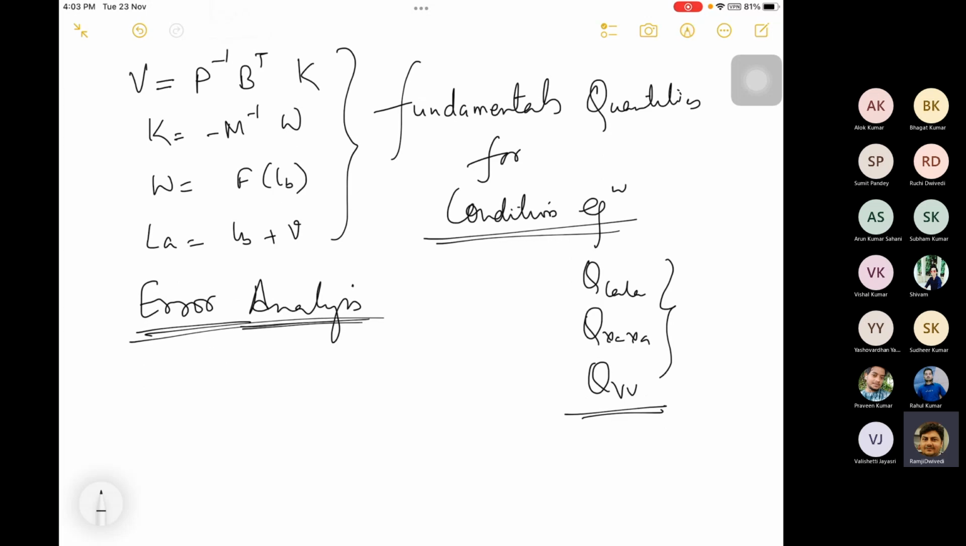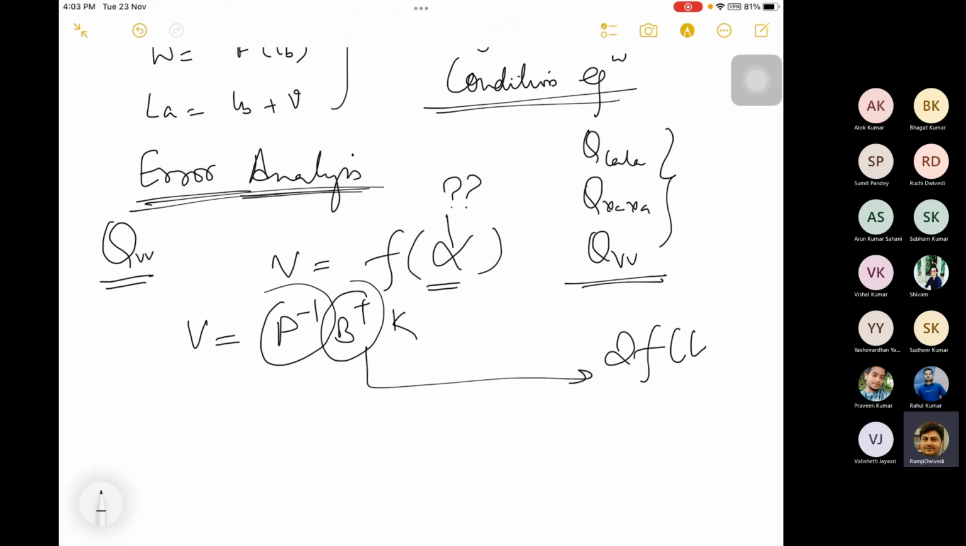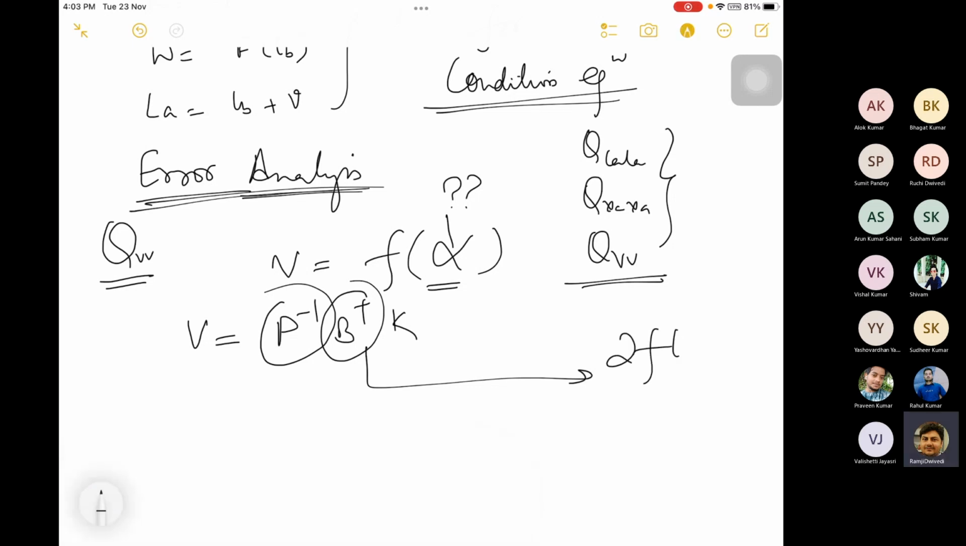In the error analysis used for the condition equation method, we need to find out such things. So if you have to find out the QVV, let's say, first of all, we need to find out V is a function of what? From a basic equation, we are writing V is equal to P inverse B transpose K. P is constant, B is constant. What is B? B is del F LA upon del LA at LA is equal to LB. So this is constant, weight is constant.